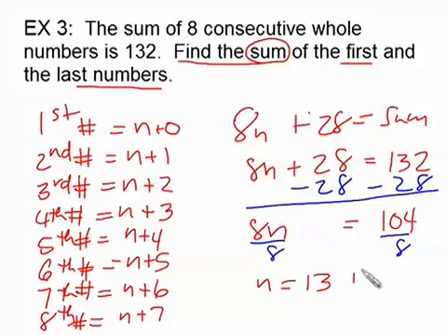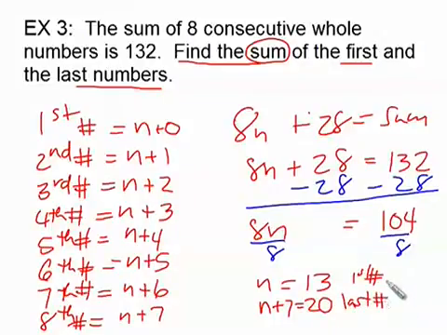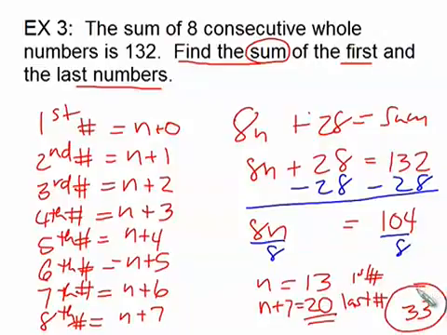So if this is the first number, now we need the last number. The last number is n plus 7. So n plus 7 then is 20. This will be my last number. So together, 20 and 13 then would give me a sum of 33.